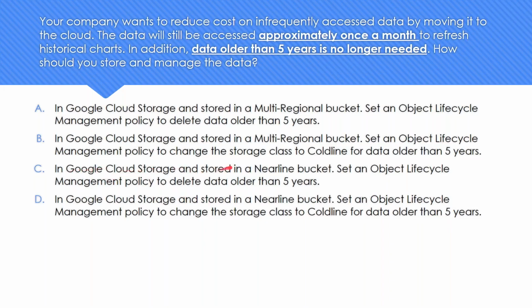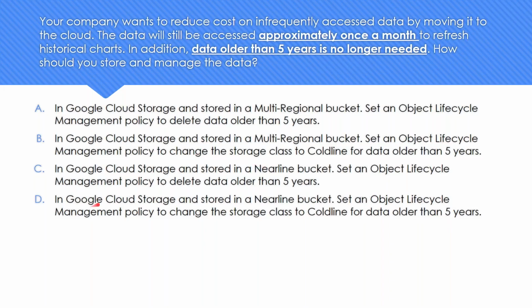Option C, store the data in Google Cloud Storage, in a nearline bucket. Set the object lifecycle management policy to delete the data older than 5 years. Now, nearline is meant for access once in a month. If you're going to access it once in a month, it's going to be quite effective. Yes, because once you access it, there's going to be a retrieval cost also. But you are going to access only once in a month. It's okay. For the remaining part, the storage cost for nearline is going to be comparatively lesser than a multi-regional one. So C makes more sense.